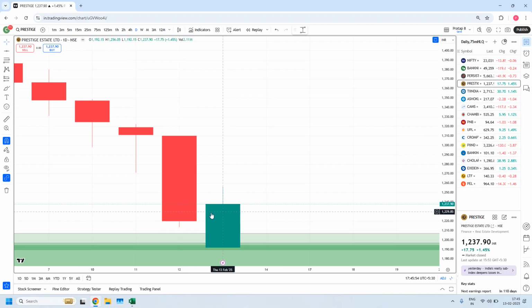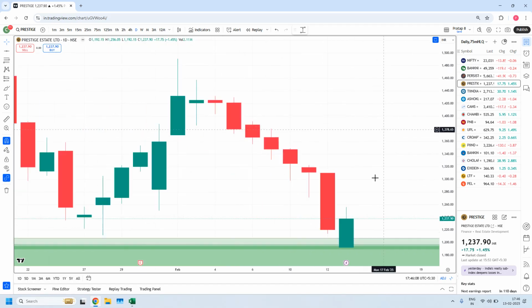The open price is 1,192 rupees 15 paise. Actually, that is the pre-open market price, not the 9:15 price. When the pre-open market starts in the morning at 9 o'clock, 7 or 8 minutes in, that was the open price at that time. But when the actual trading really starts at 9:15, what is the price?